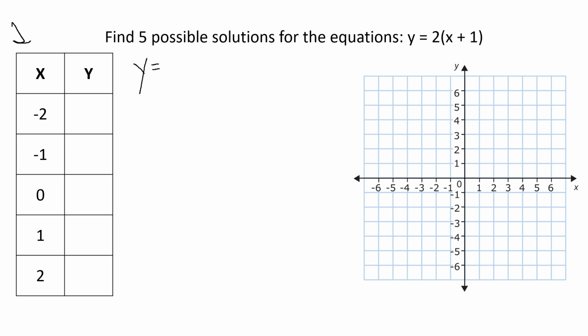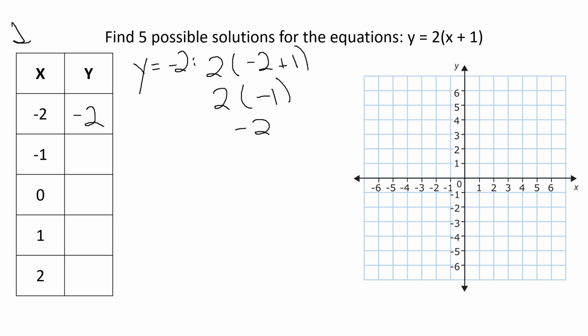And now this one's going to take a little bit more work. So if I plug in negative 2 and then begin to solve this down. Negative 2 plus 1 is negative 1. 2 times negative 1 is negative 2. So when x is negative 2, y is negative 2. All right, let's do that now with negative 1. Oops, that's not where that parenthesis goes. 2 times negative 1 plus 1. Well, negative 1 plus 1 is 0, so my answer is 0. So when x is negative 1, y is 0.